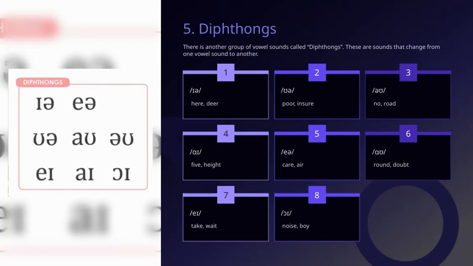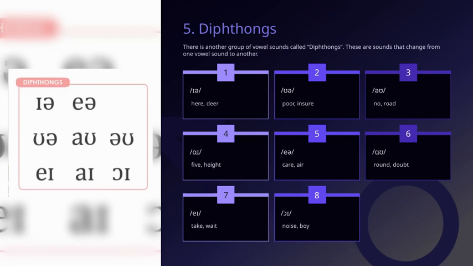Now, let's talk about diphthongs, which are a special group of vowel sounds. These sounds are interesting because they change from one vowel sound to another within the same syllable. For example, when you say "here", the /ɪə/ diphthong starts with a sound similar to E and then glides into a schwa. Another example is "five" or "height", where the /aɪ/ diphthong moves from an A sound to an I sound.